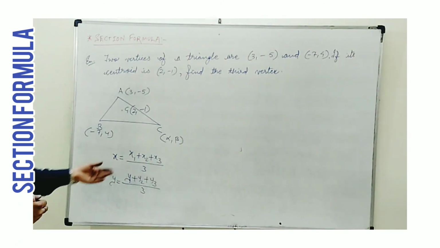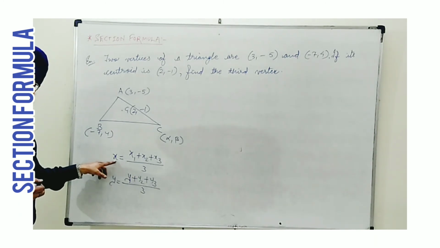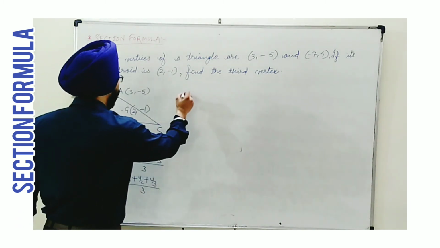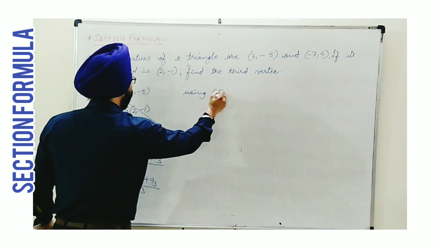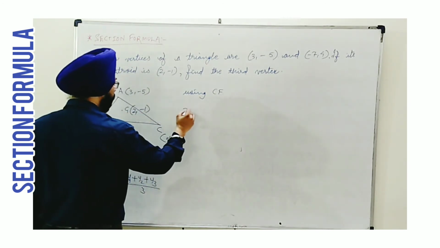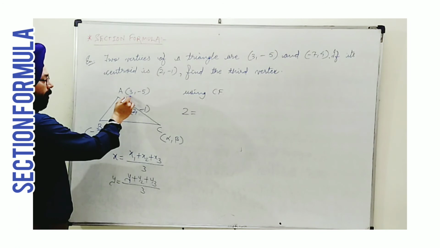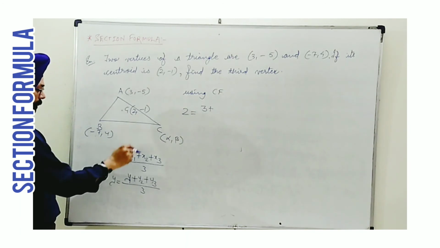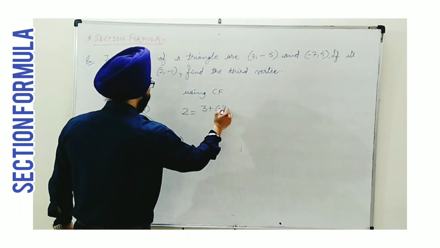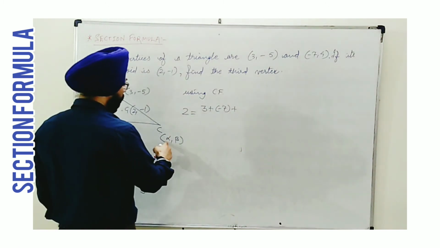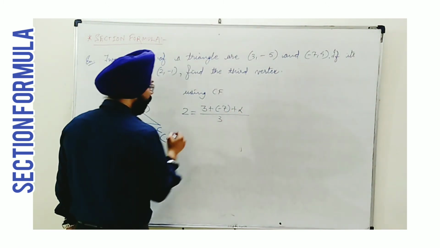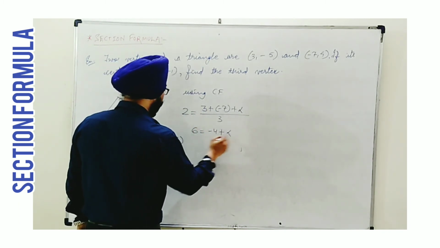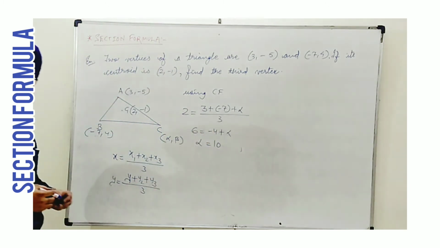Okay. So according to this theory, x is the abscissa of the centroid. It's given to us as 2. So replacing it by the centroid formula, x can be substituted by 2. x1, if I start from A, is 3, x2 is minus 7, plus x3, so we will take alpha, divided by 3. Need to simplify. It comes 6 equals 3 minus 7 plus alpha. So we get alpha equal to 10.